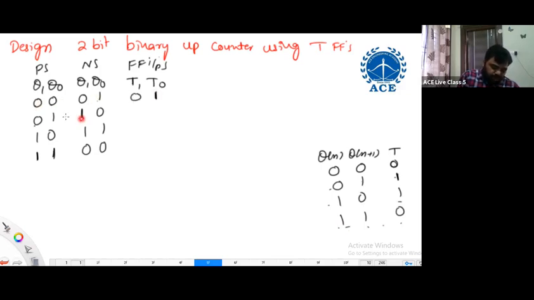Q1, 0 to 1, it is 1. 1 to 0, it is 1. 1 to 1, it is 0. Then Q0, 0 to 1, it is 1. 1 to 0, it is 1. 1 to 0, it is 1. I hope you are clear with the excitation tables.